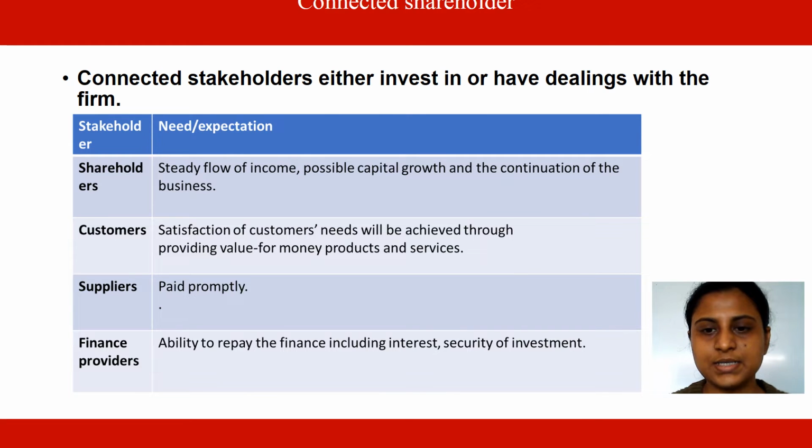Next are connected stakeholders. Now connected stakeholders are the ones who either invest in business or have dealings with the firm. For example, shareholders, customers, suppliers and finance providers. Let's look at the objectives of each one of these.